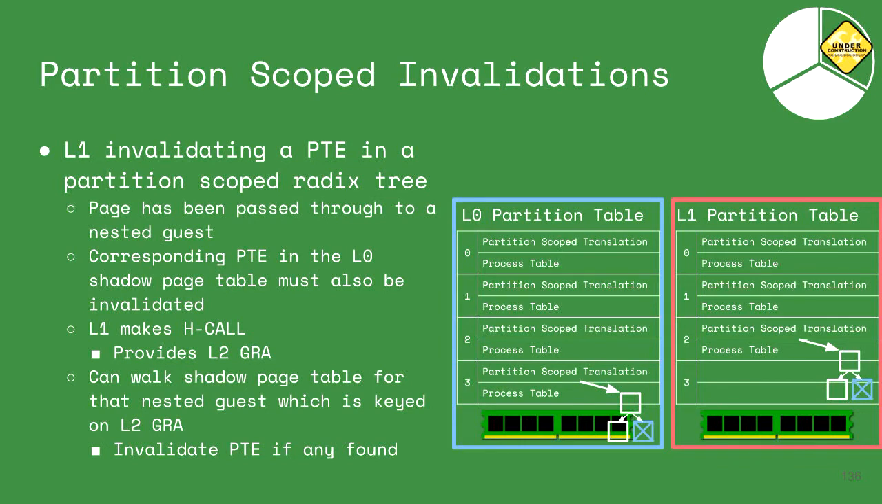So when level 1 wants to invalidate these entries, it needs to make an H call to level 0, providing us with a level 2 guest real address. The shadow page tables are keyed on level 2 guest real address, and so we can just walk them and invalidate any PTEs we may find as the hypervisor and issue the instruction to hardware to invalidate its caching of those.